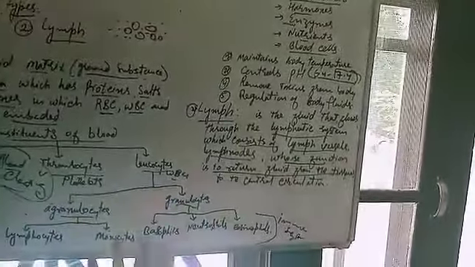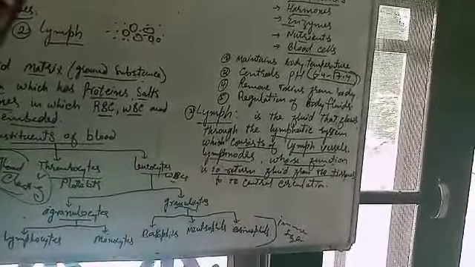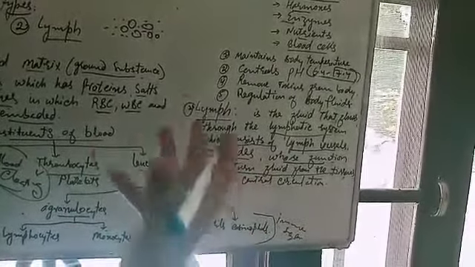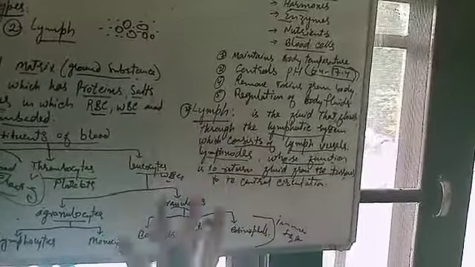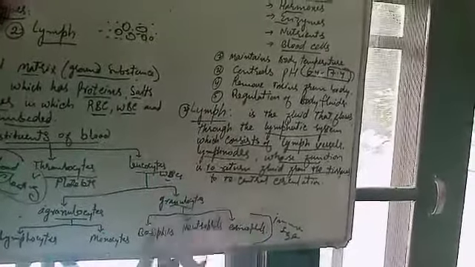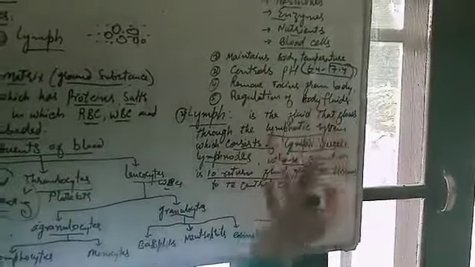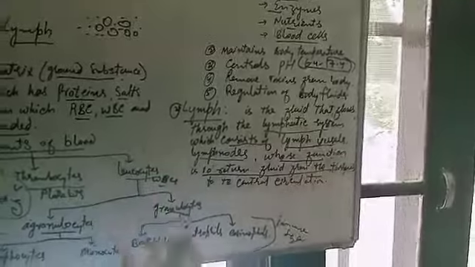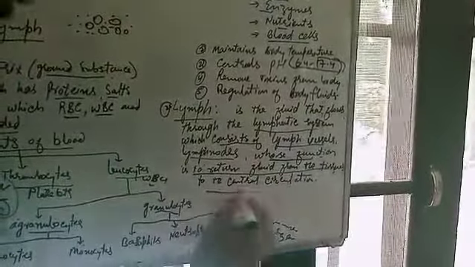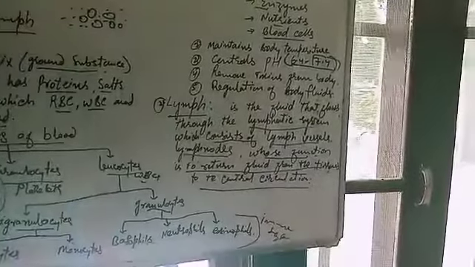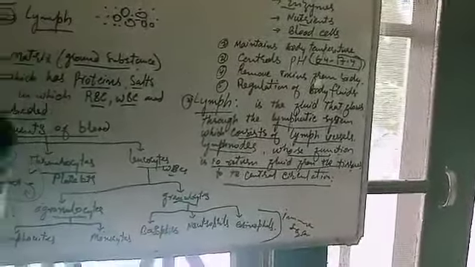Our body tissues are bathed in fluid. That fluid is rich in nutrients, large proteins, and fatty acids, and the fluid from the tissues has to be transported from the tissues to the main circulatory system, the central circulation. Therefore this lymph is also very important for our body.